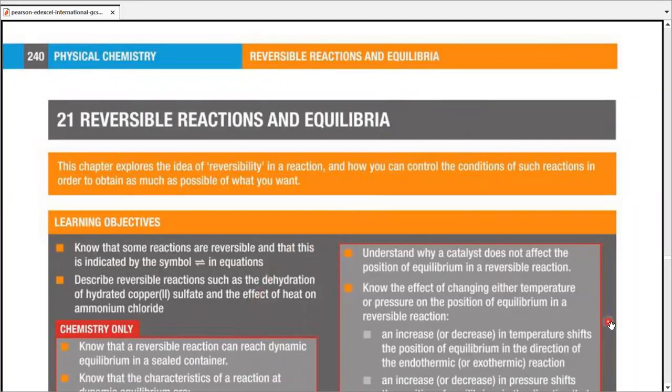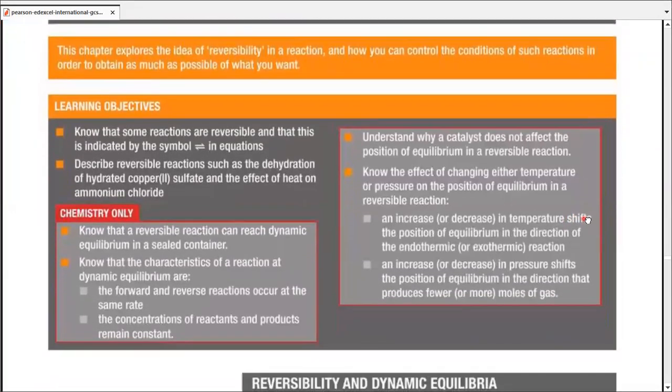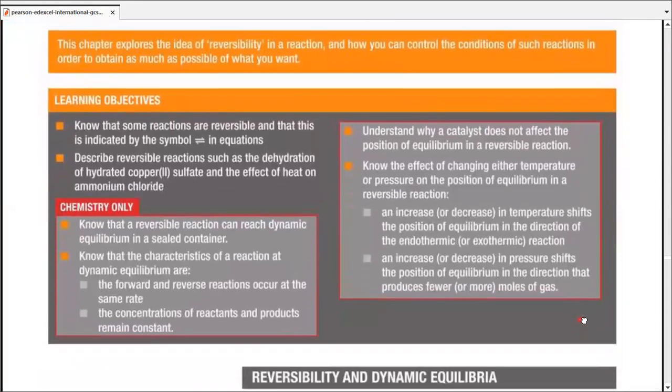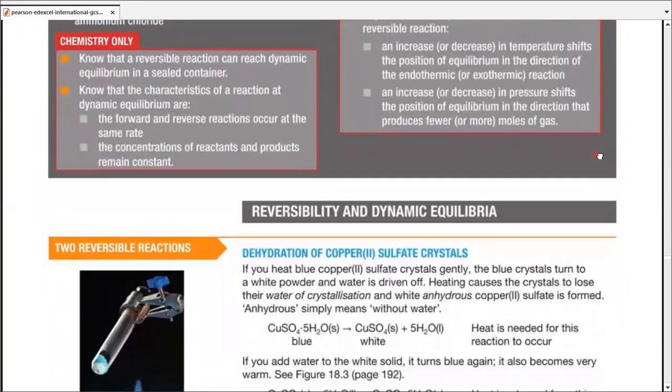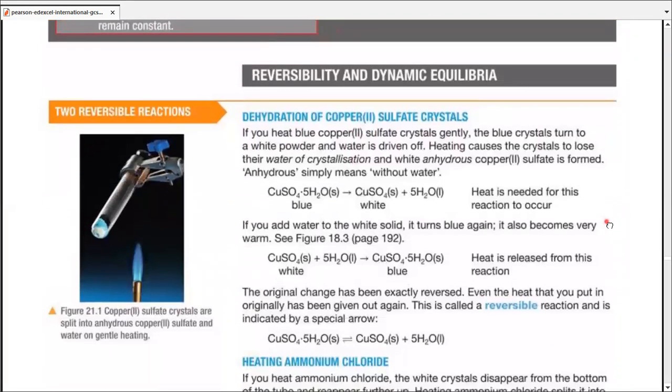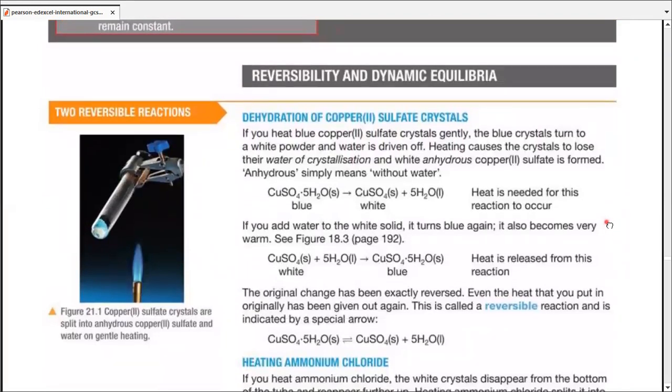So topic number 21, reversible reactions and equilibria. We are going to discuss specifically reversible reactions in detail and also what dynamic equilibrium is about. Starting with, first of all, reversibility.